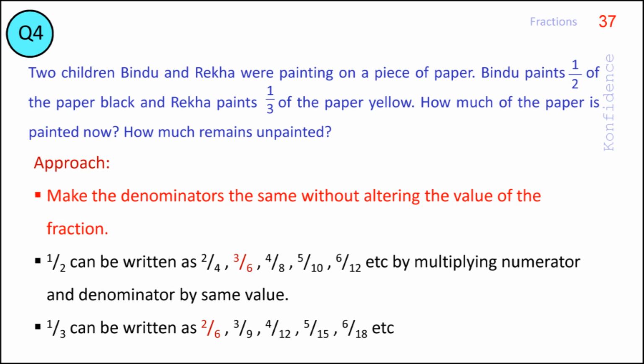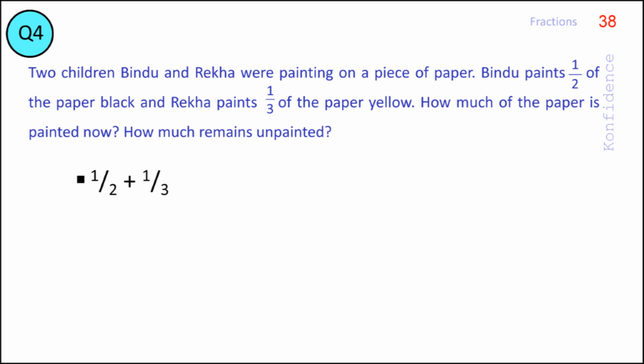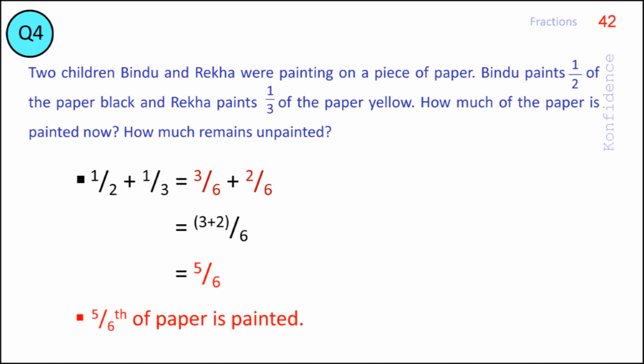If we take 3 by 6 to represent 1 by 2 and 2 by 6 to represent 1 by 3, we have the same denominator, and so addition can be done easily as we had seen earlier. So 1 by 2 plus 1 by 3 equals 3 by 6 plus 2 by 6, which is 5 by 6. So we can see that 5/6 of the paper is painted.